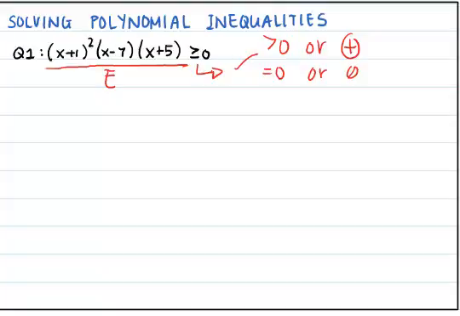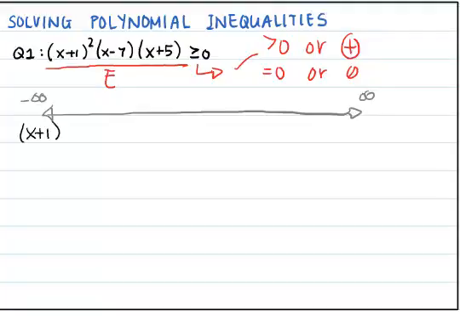I'm going to use the number line to do that. The number line is a real number line from negative infinity to infinity. And then I'm going to create a sign table. Each row is one of our factors. I don't want to write x plus 1 twice, so I'm just going to write (x + 1)^2 for one of my rows, x minus 7 and x plus 5.